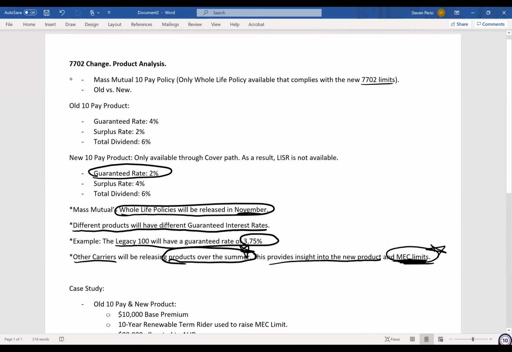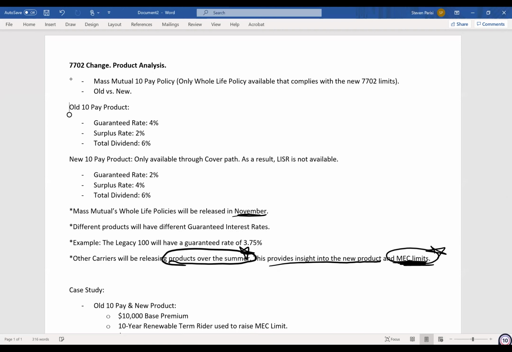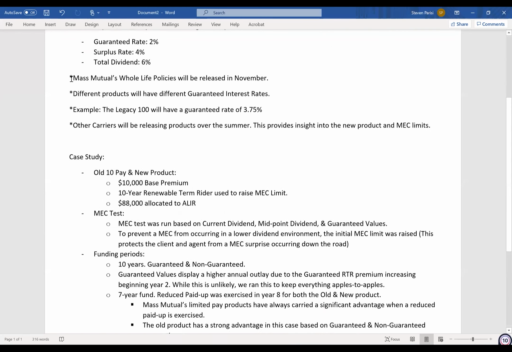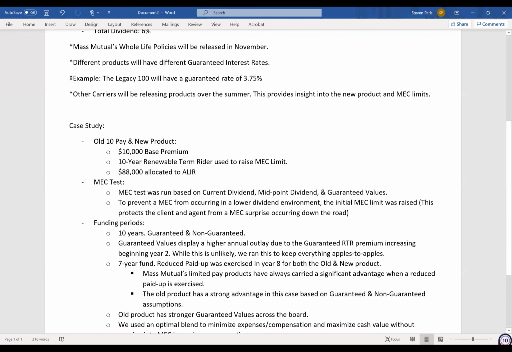Let's continue on here. So in this case study, here's what we looked at. A 40-year-old male, ultra preferred, old 10-pay product, $10,000 base premium, 10-year renewable term rider used to raise our MEC limit, and then approximately $88,000 towards scheduled AILR. Why I say approximately is we're looking at the old and the new product here.